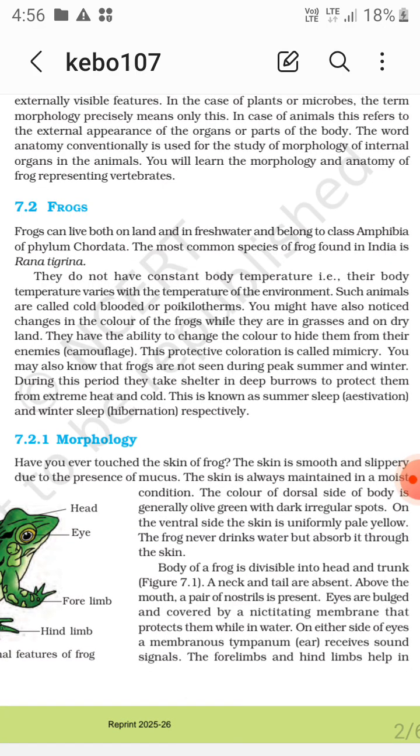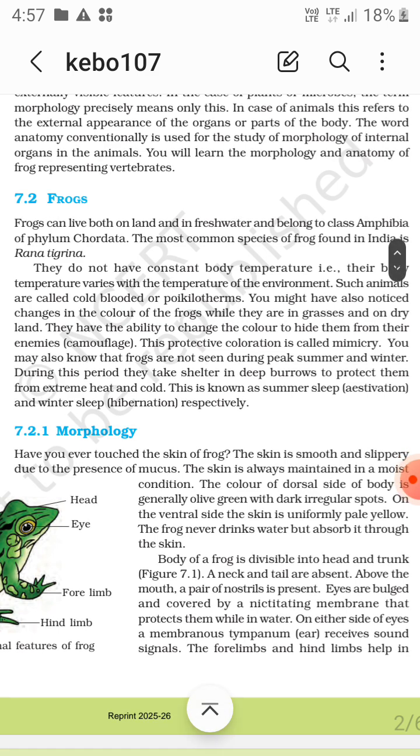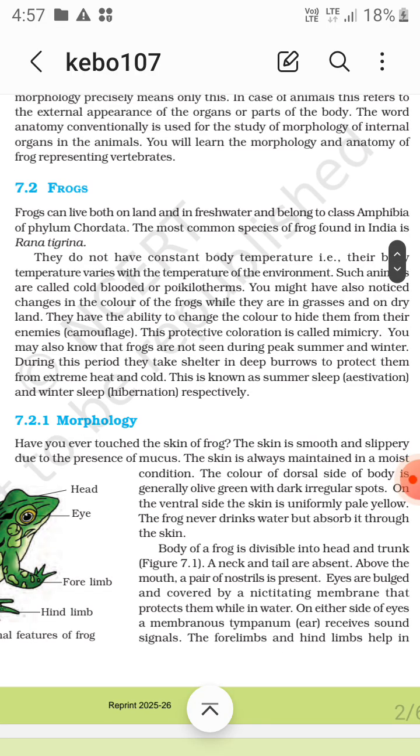Right? Now, there are also changes in the color of the frog while they are in grasses or on dry land. They have the ability to change the color to hide themselves from their enemies. It is camouflage. This protective coloration is called mimicry. And they camouflage themselves, right?